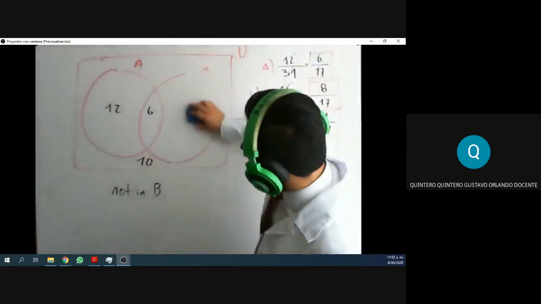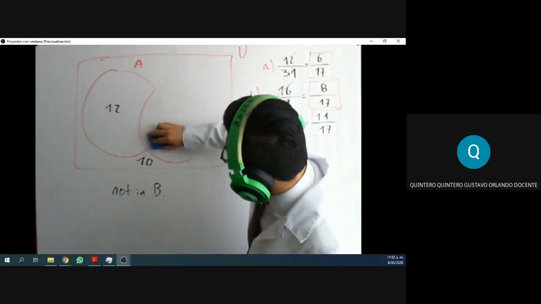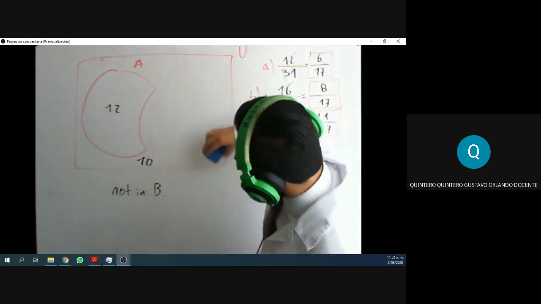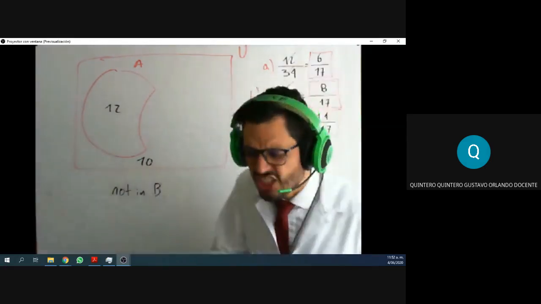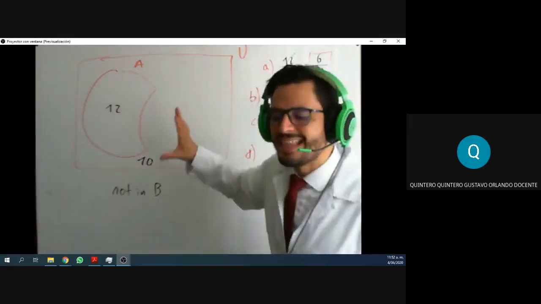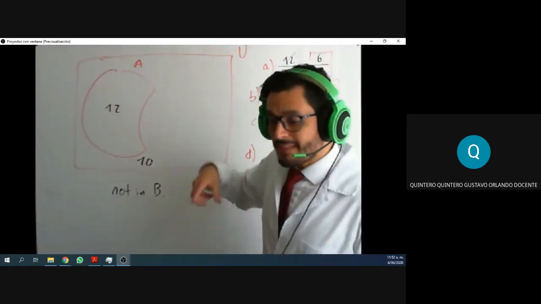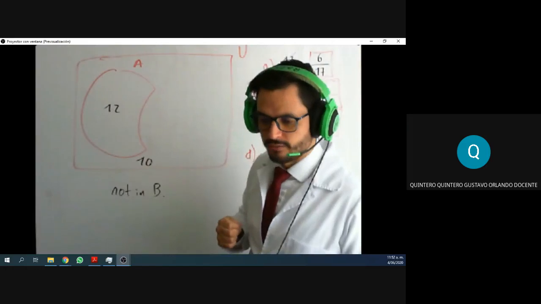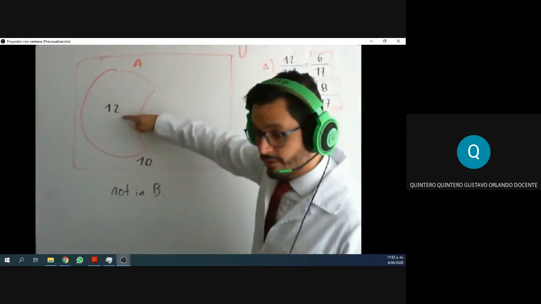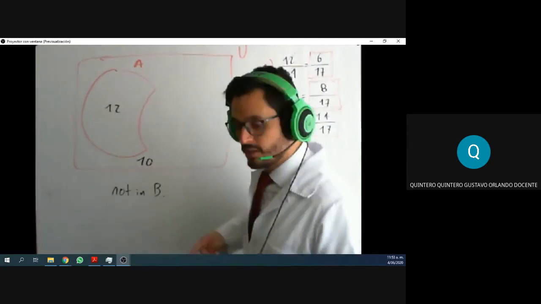We are going to erase this 6 because it is on B, and we are going to erase this other 6 because it is on B. Our diagram now changed. This is the diagram for the people who actually take into account the condition. These 12 take into account this condition. These 10 take into account this condition.